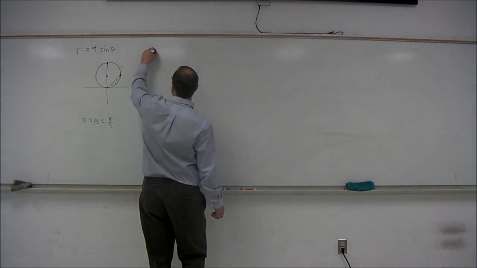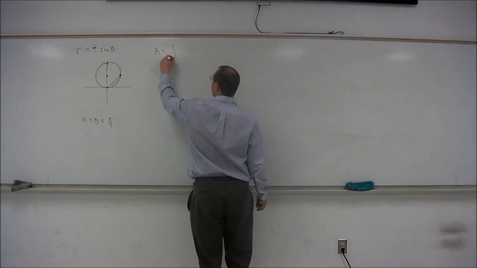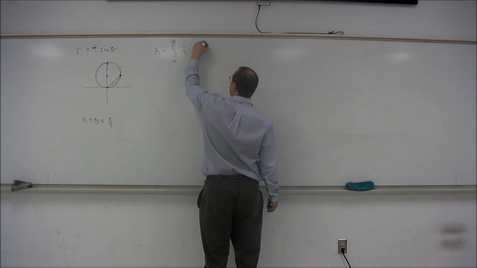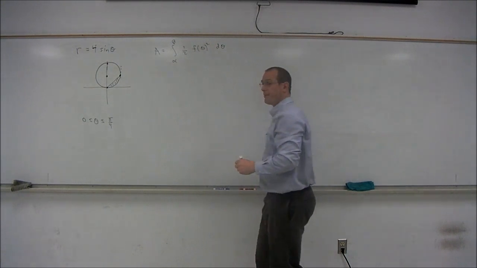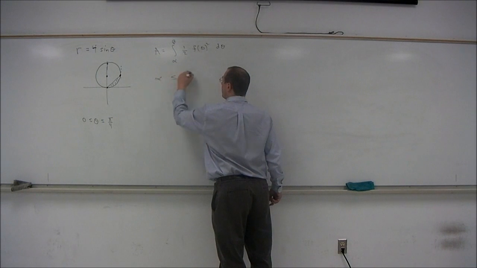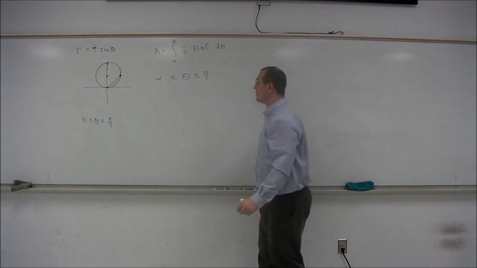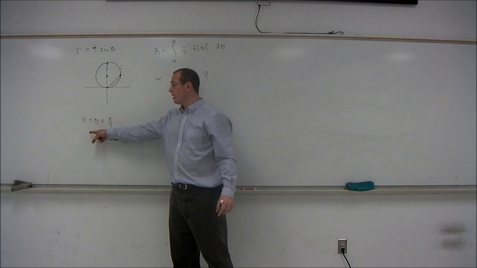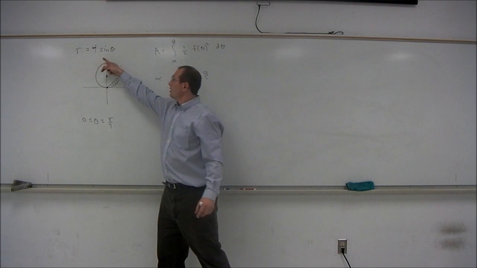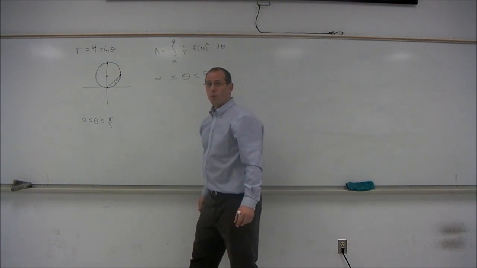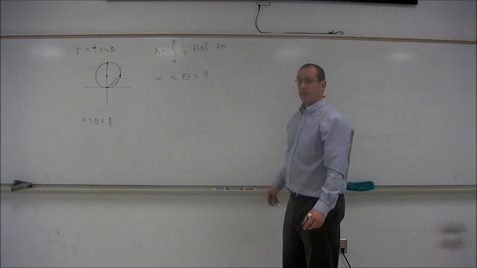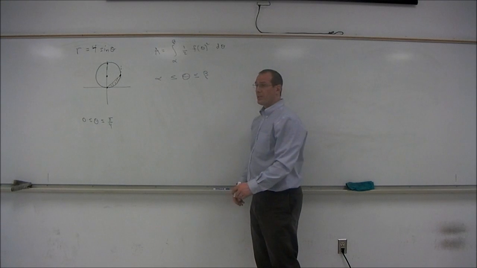So the formula for the area of the region would be the integral from alpha to beta of 1/2 f of theta squared d theta, where theta goes between alpha and beta. In this particular problem, alpha would be 0 and beta would be pi over 4. And r is equal to f of theta, that would be 4 sine theta. But before continuing with this particular example, I would like to investigate this formula just a little bit.